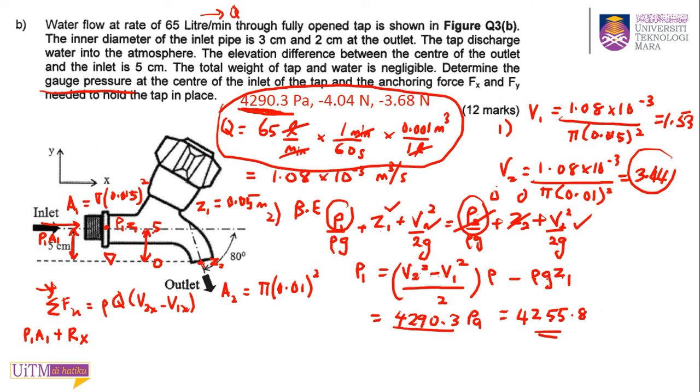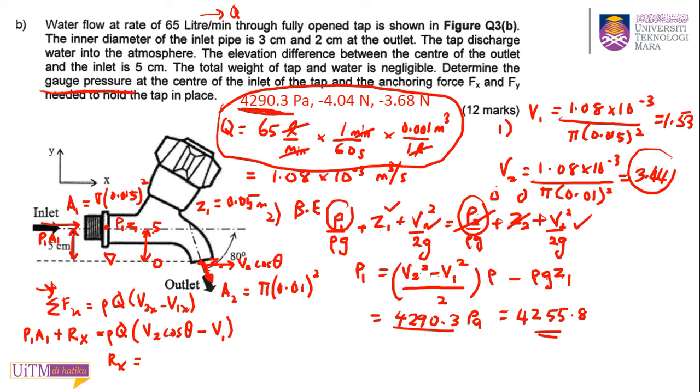Tak ada ni. P2A2 ni 0, so you don't have this P2 cos theta or P sin theta. You have but it's 0, so you just ignore that. This will be equal to rho Q times v2x. Okay, you have v2 out ni, so v2x will be v2 cos theta lah, right, betul? So v2 cos theta minus v1x is v1. Okay, horizontal. Okay, so you can find your Rx.